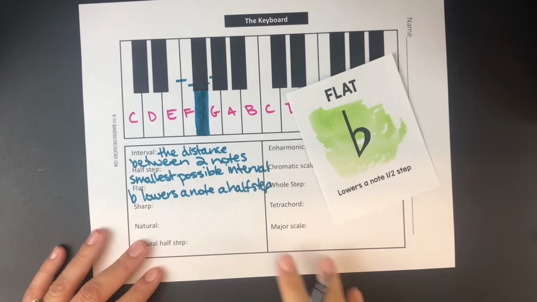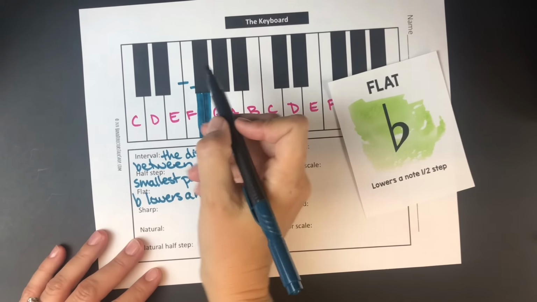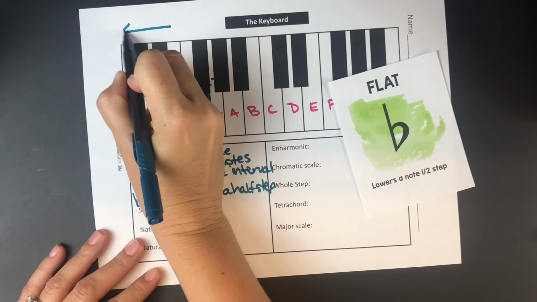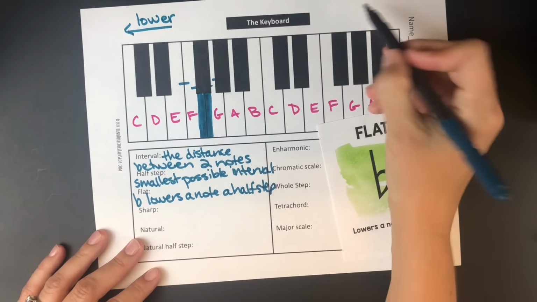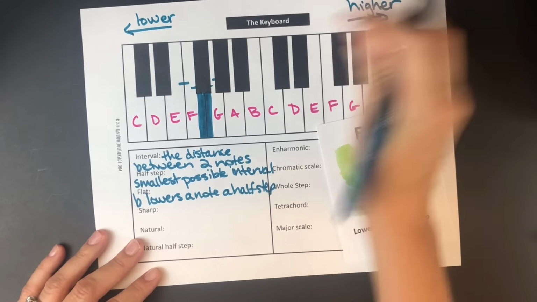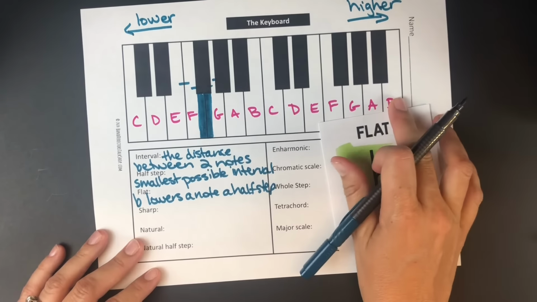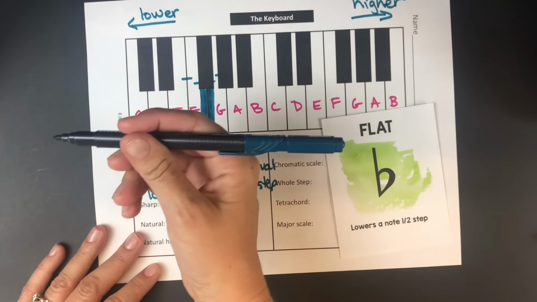So first of all, let's be sure we know what lowers means. So a flat lowers a note a half step. On a keyboard, this way is lower. You can go and write this on your paper. And this way is higher. So this would be the lowest note on this keyboard, and this would be the highest, okay? So if we're gonna lower a note a half step, we're gonna go this way, okay?